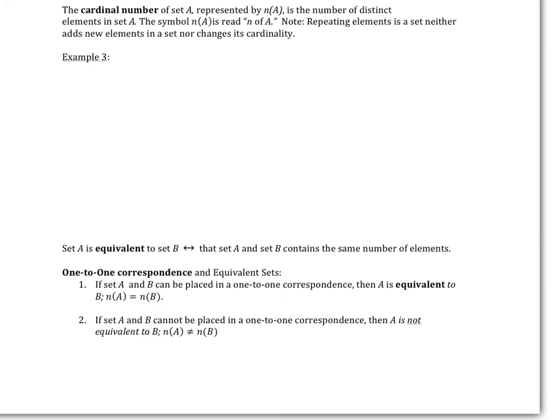Okay, so let's continue talking about sets. We were here, this is where I left off. So set A is, let's talk about what equivalent means when we're talking about sets. Set A is equivalent to set B. And the symbol right here means if and only if.